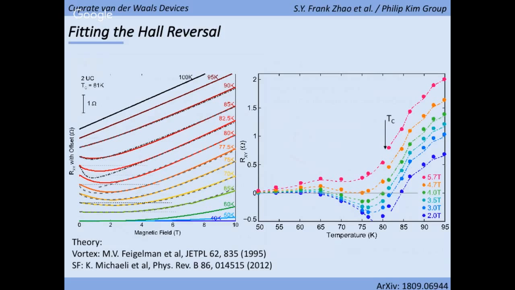And we can see that when you're away from the superconducting transition, the fits actually work quite well. Moreover, if we plot this data in temperature instead of field, you see that the two theories actually merge together quite well at TC.